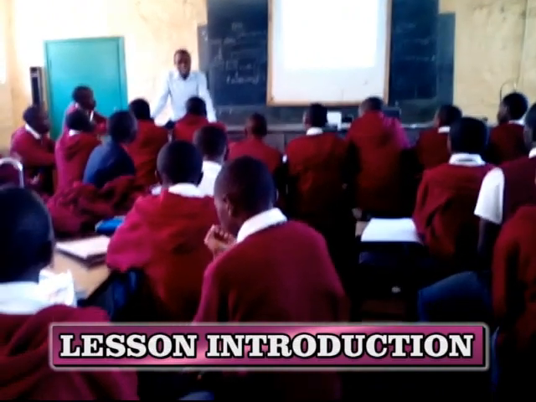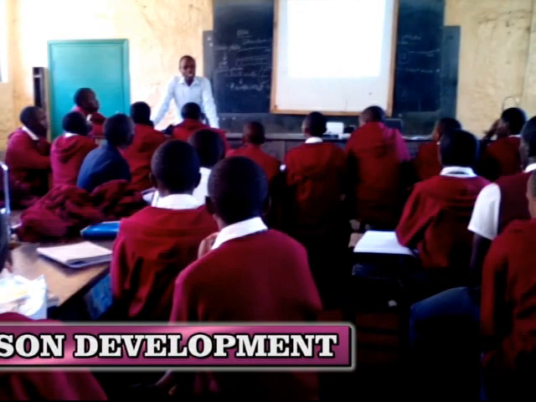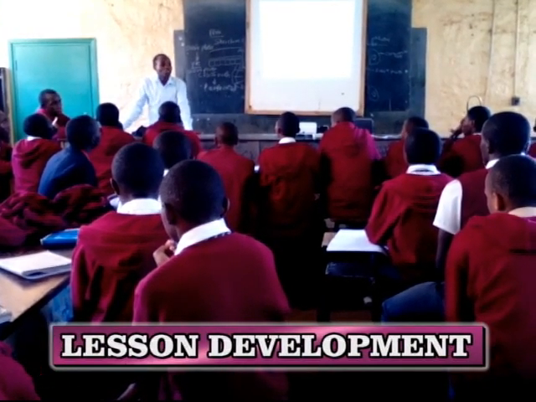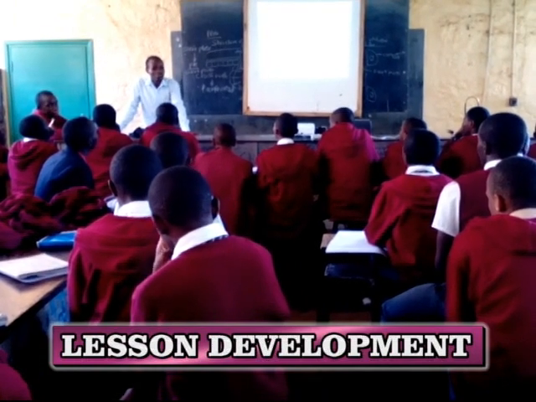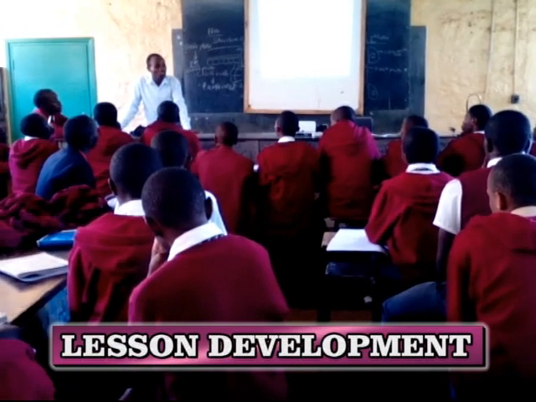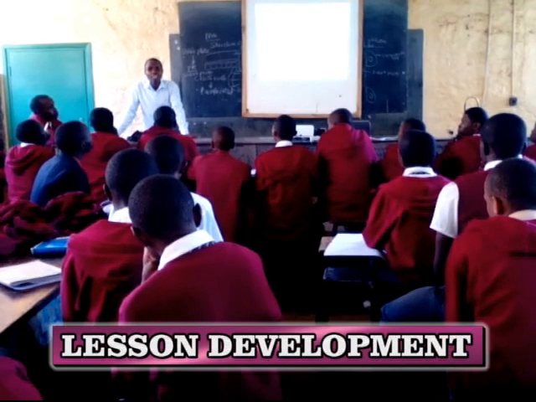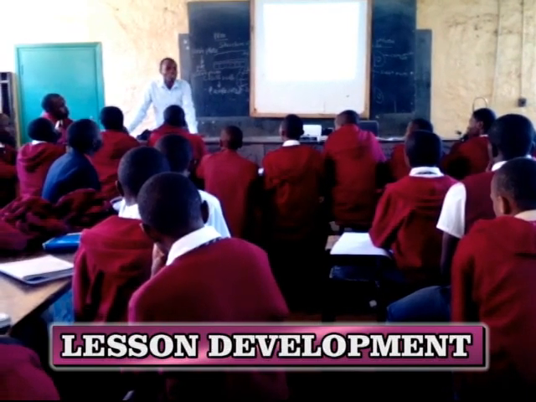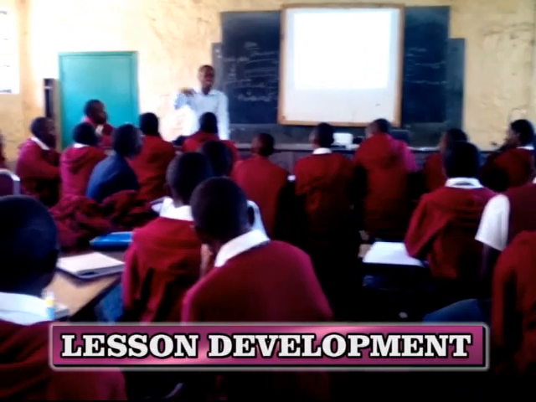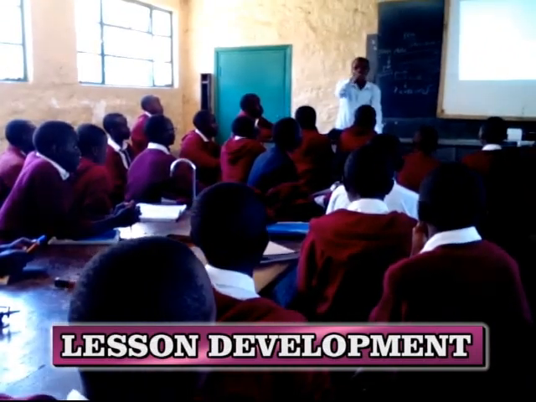So after this, you're going to divide yourself in 10 groups. And in each group, you're going to have a secretary. The secretary is the one to record what you're going to discuss. And I'm going to give you information on what you're going to discuss. So in 10 groups, group 1, 2, 3, 4, 5, 6, 7, 8, 9, and 10, have someone to record information that you're going to discuss.